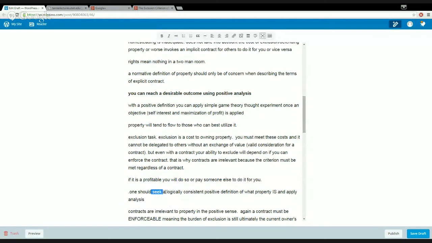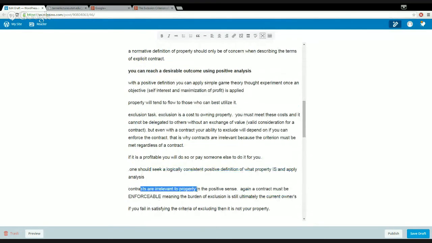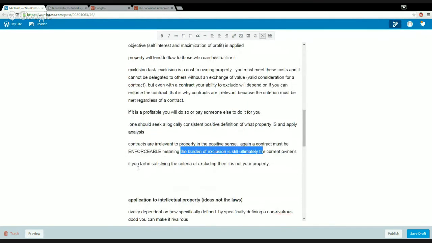One should seek a logically consistent positive definition of what property is, and apply analysis. Contracts are irrelevant to property in the positive sense. So again, ultimately, it's your responsibility. Contracts must be enforceable, meaning the burden of exclusion is still ultimately on the current owner. So it's just reiterating the same thing. If you fail to satisfy the criteria of excluding others from that object, then it's not your property.